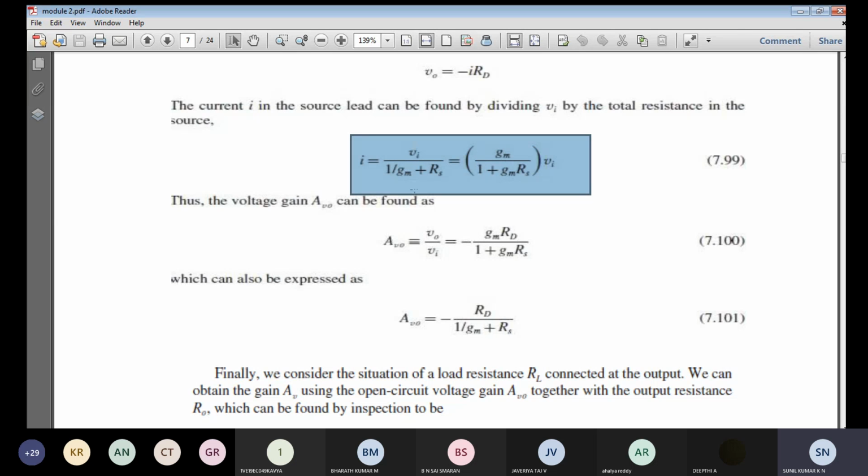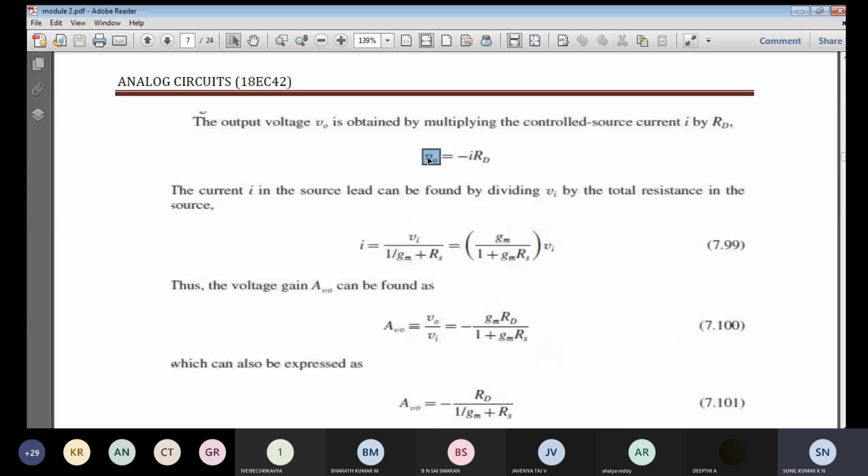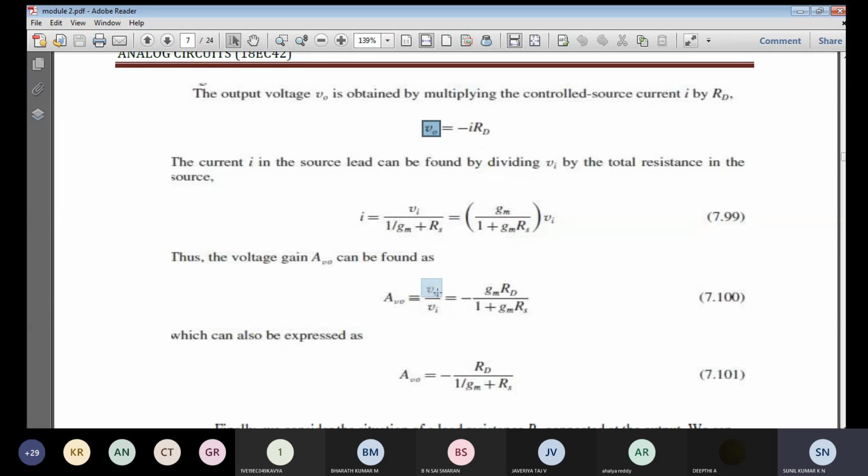So AV0 is equal to what? To find AV0, we should know what is V0 as well as what is VI. So V0 is equal to minus I into RD. What is I? I is given as this. Multiplying this with RD gives the value of V0. So this is GM into RD divided by 1 plus GM into RS, divided by VI. When we divide by VI, VI gets cancelled, and this is the expression you are going to get.